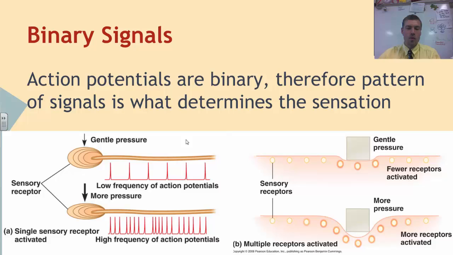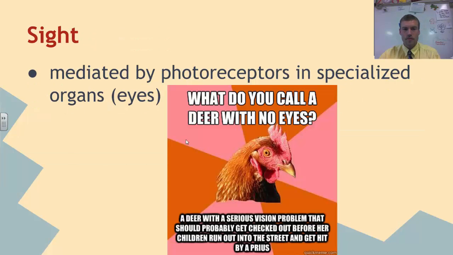Whereas when you have more pressure on yourself, you can tell that it's a different amount of pressure. How is that? Well, you've actually got more receptors that are being activated, so you've got more frequency, a higher number of signals that are being sent. You can also have the receptor itself react differently based on whether it is being applied a lot of pressure or maybe just less pressure. So that's touch. Let's talk about sight.